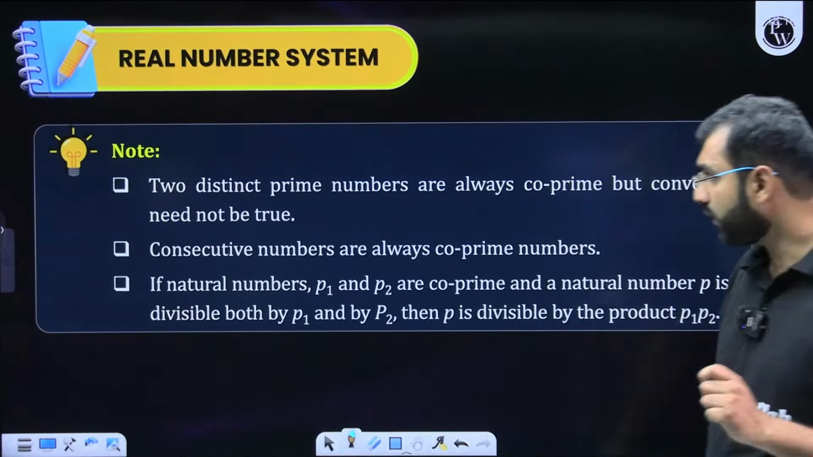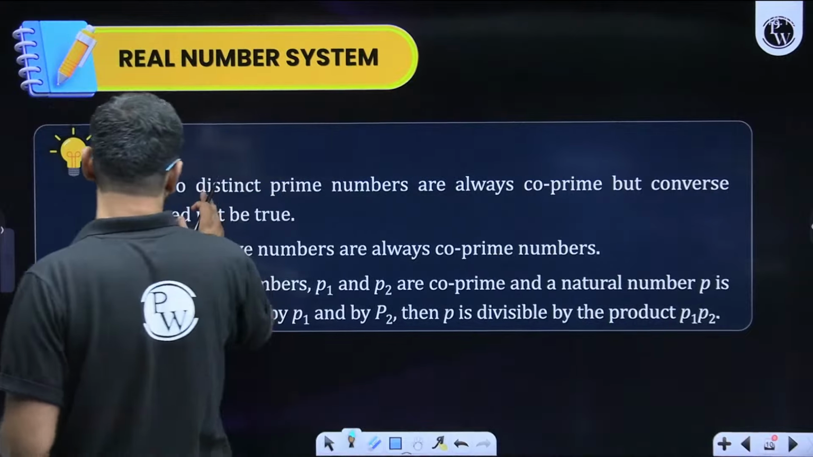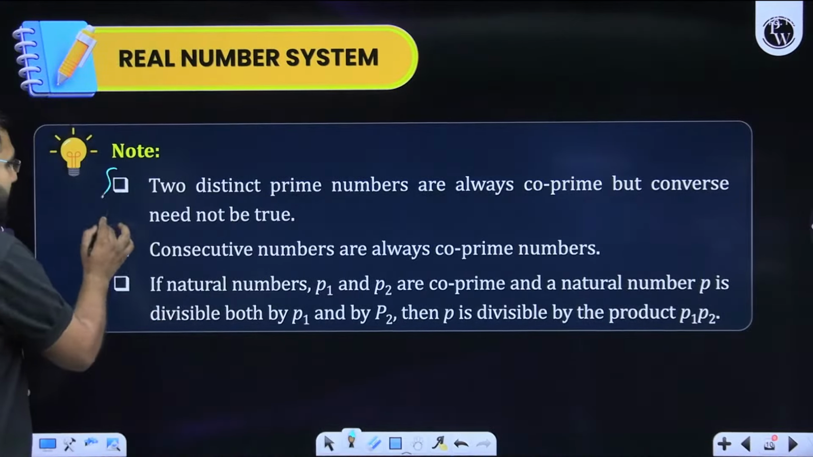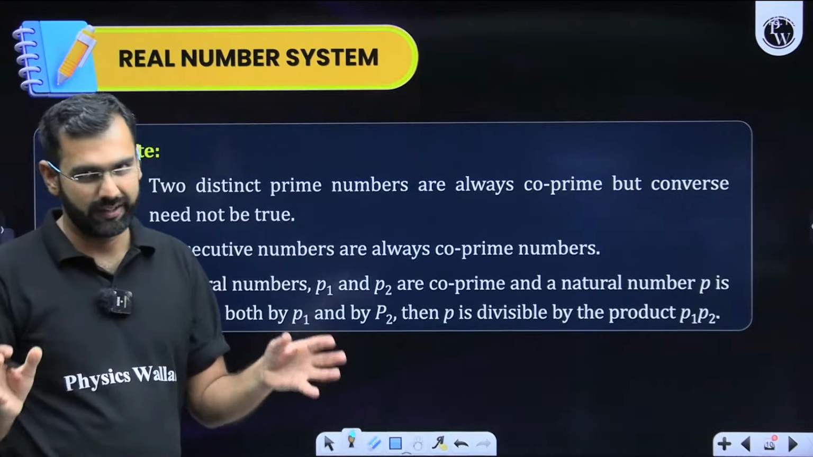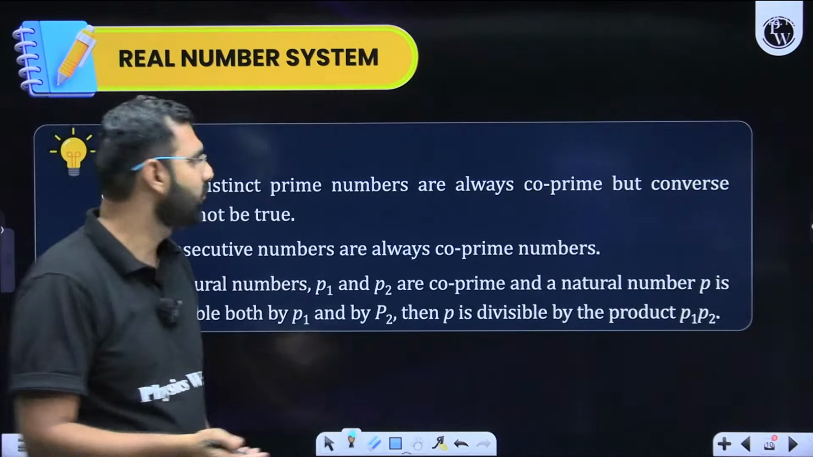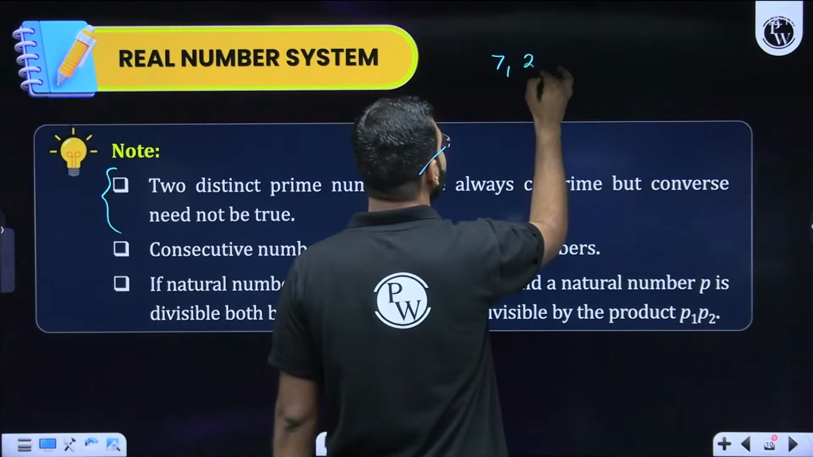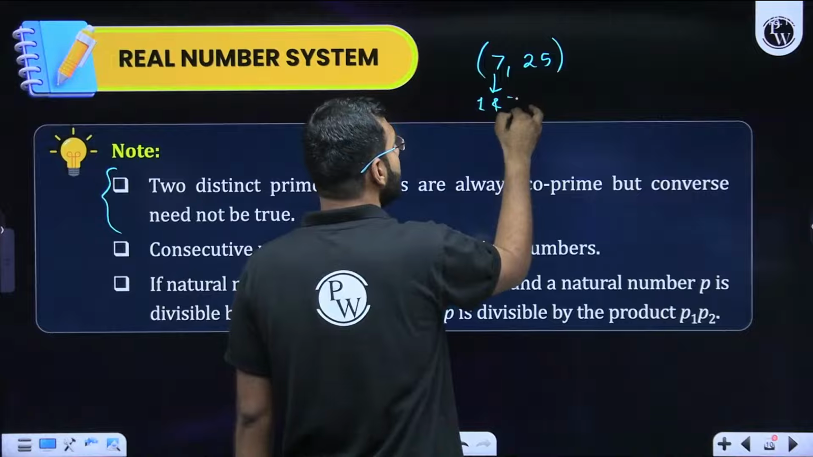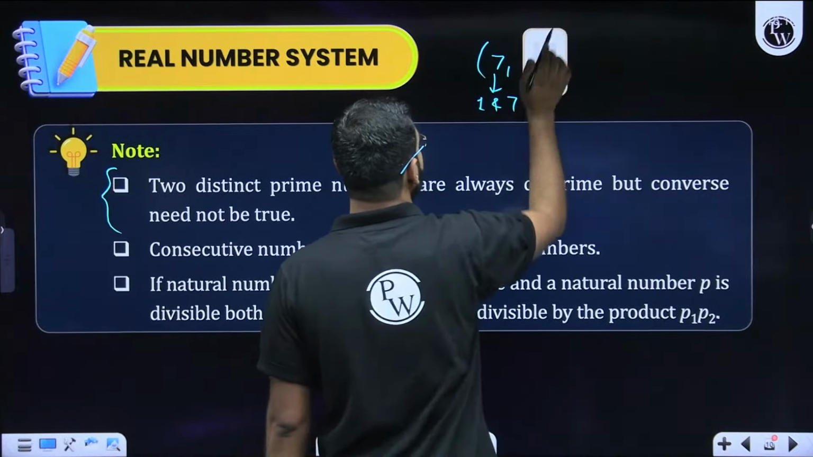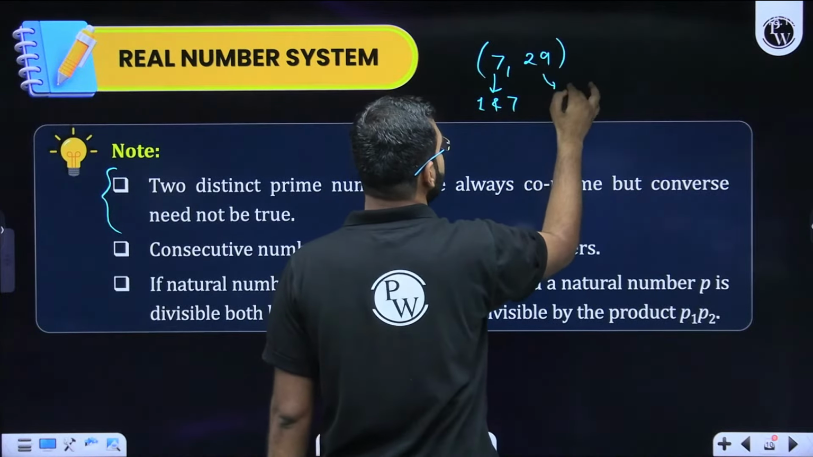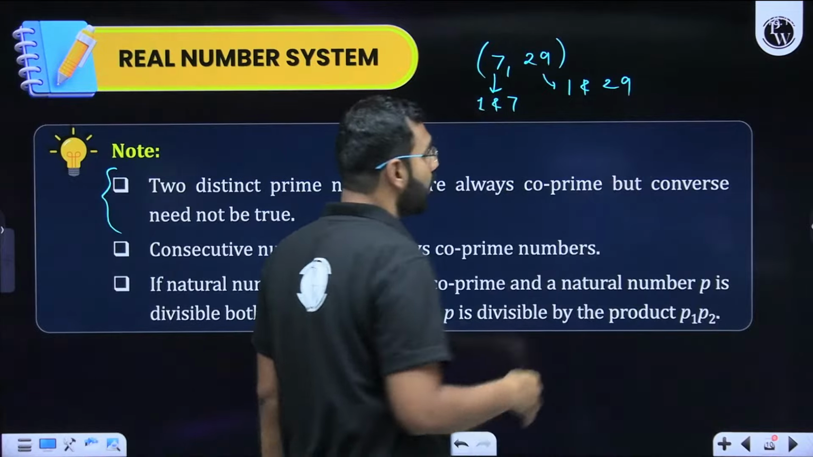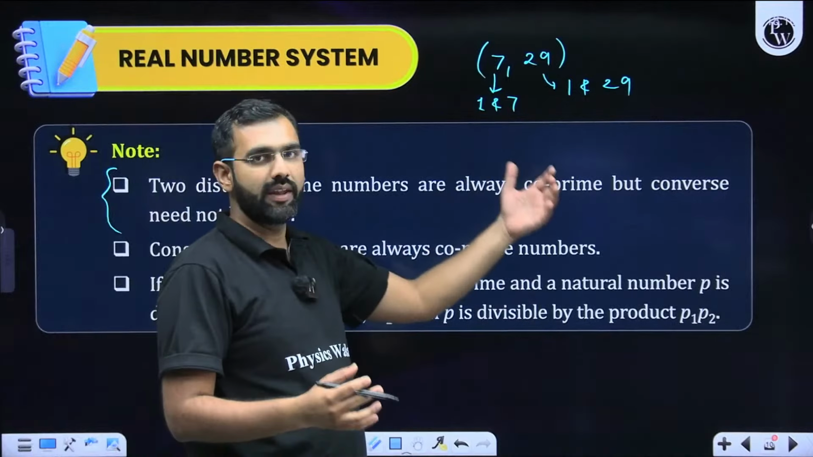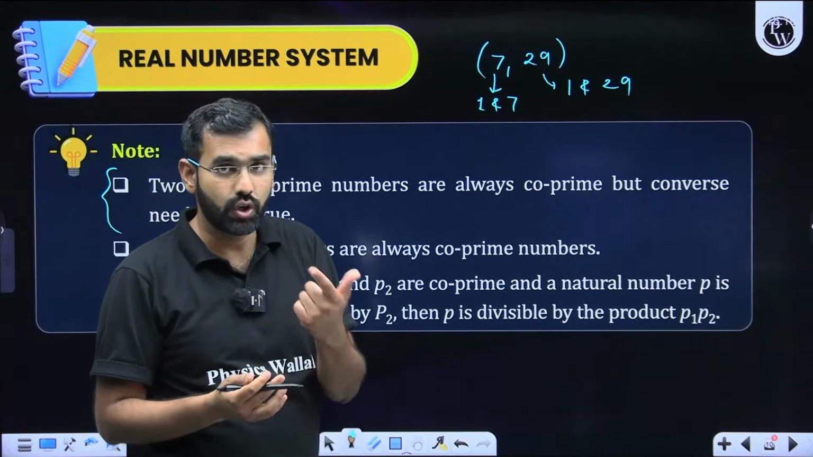Now, when we talk about real numbers, two distinct prime numbers are always co-prime, but the converse is not true. We all understand this fact that if two prime numbers are there, then they'll always be co-prime. For example, take 7 and 29. 7 is divisible by 1 and 7. 29 is divisible by 1 and 29. So of course, nothing will be common between them because they are prime. So 7 and 29 will be co-prime for each other, but the converse is not true.